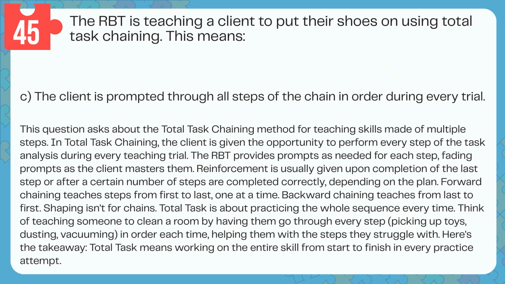depending on the plan. Forward chaining teaches steps from first to last, one at a time. Backward chaining teaches from last to first. Shaping isn't for chains. Total task is about practicing the whole sequence every time. Think of practicing a dance routine by going through all the steps from beginning to end in every rehearsal, getting help on the parts you miss. Here's the takeaway. Total task means working on the entire skill from start to finish in every practice attempt.